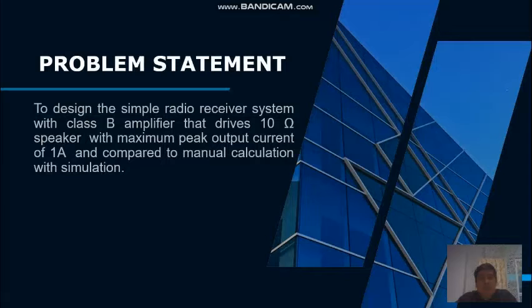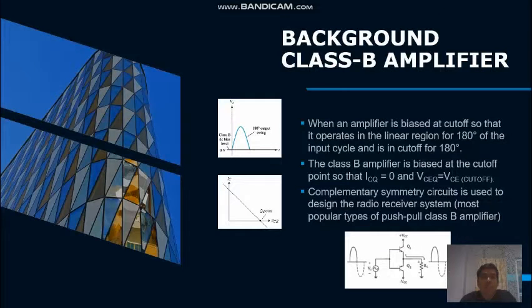The statement in this PBL assignment is that we need to compare the manual calculation with simulation to design a simple radio receiver system with a class B amplifier that drives a 10 ohm speaker load with a maximum peak output current of 1 ampere. I will present a little background of the class B amplifier.